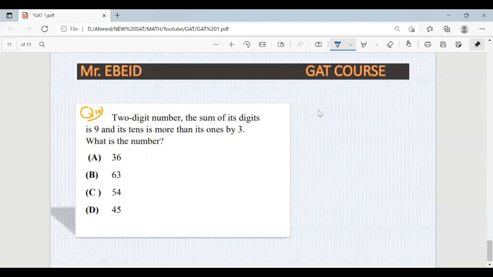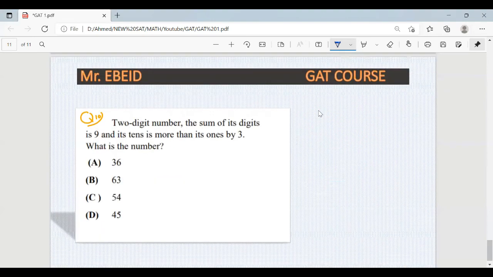The last question. A 2-digit number, the sum of its digits is 9, and its tens digit is more than its ones digit by 3. What is the number? So we have a 2-digit number, which consists of 2 digits like 36, 63, 54. The sum of its digits is 9. Okay, let's check the answers. The sum of digits, 3 plus 6, 9. That's right. 6 plus 3, 9. 5 plus 4, 9. 4 plus 5, 9.